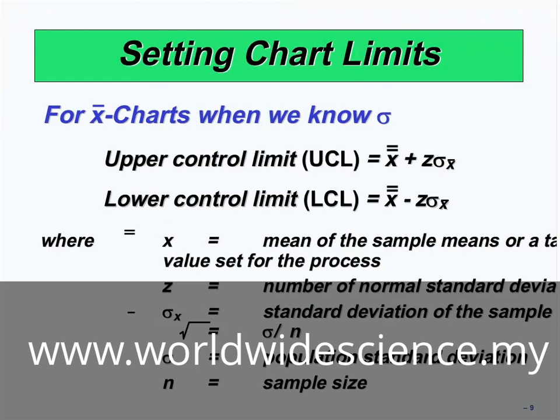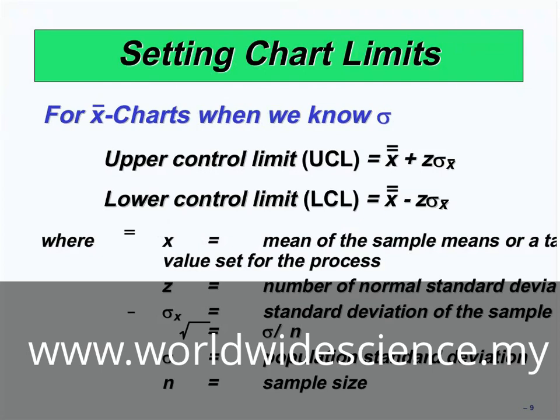X-bar chart. Don't worry, I will tell you one by one. At first, the X-bar chart. For the X-bar chart, we know sigma, when the standard deviation is defined by the engineer. For example, sigma is 2, 3, and something like this. The engineer defines the sigma for you as operation manager in the company, and based on this sigma, you should use this formula.